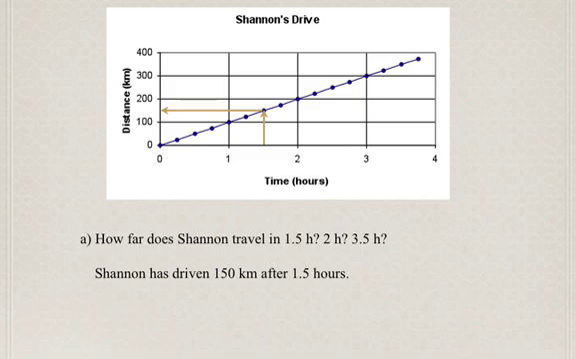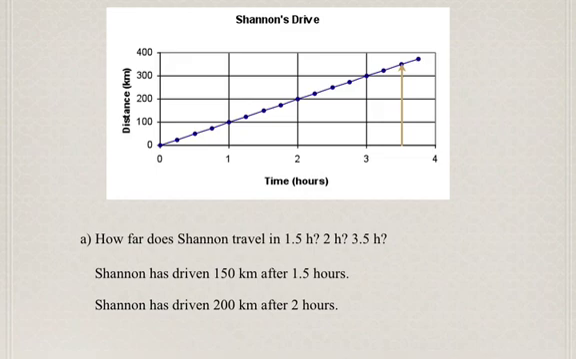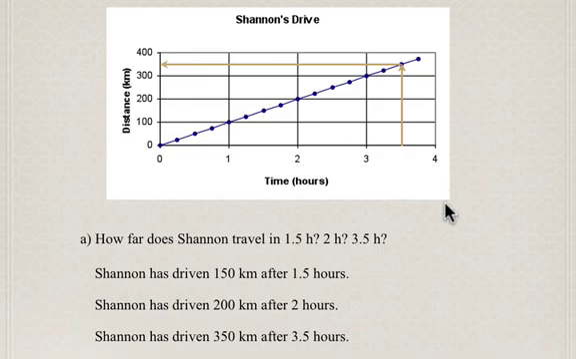So next we find 2 hours on our graph, go up to the line, and then across, and we find that Shannon traveled 200 kilometers in 2 hours. And the last example, we'll go over to 3.5 hours and read up to the graph, and then across, and we find that Shannon traveled 350 kilometers in 3.5 hours.